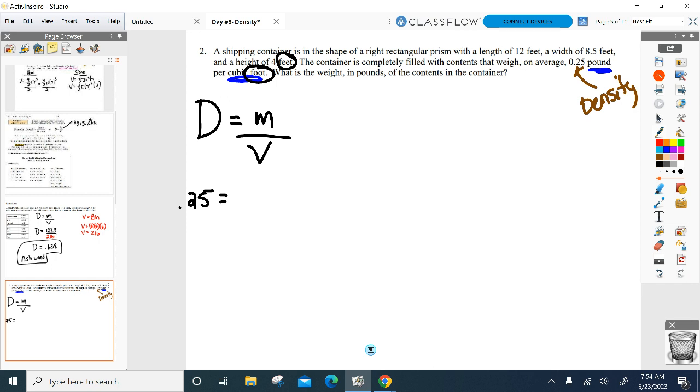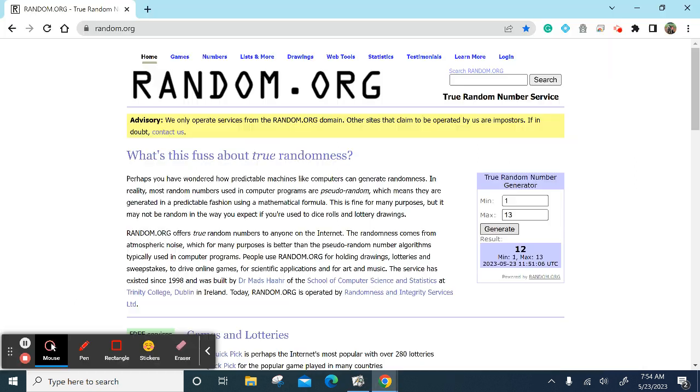All right, so 0.25 equals M, the mass of the container, over, all right, this is on you now, what's the volume? Okay, what's the volume of our container? So we got to go off to the side. Our container is a prism. So I do the formula BH. And what am I multiplying together to get the volume of this prism?